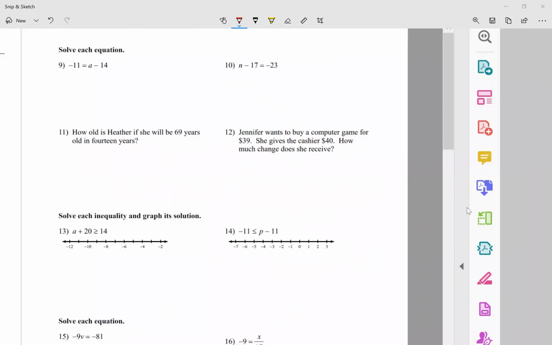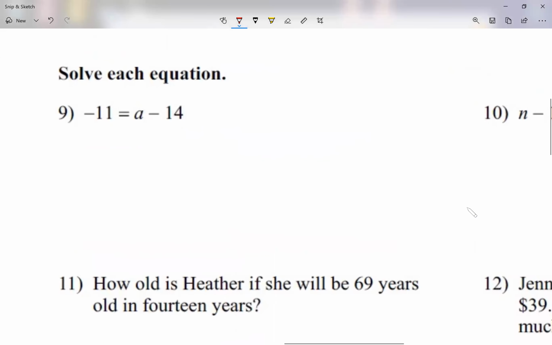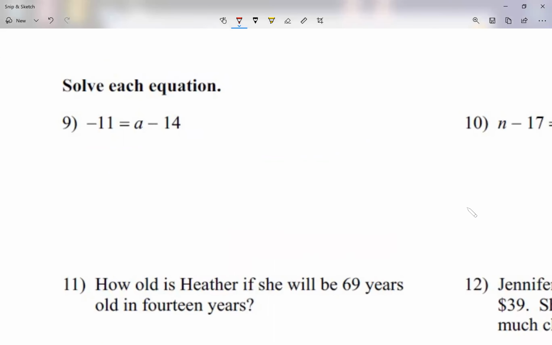Yeah, a quick review of the week. We're gonna solve each equation. When we have the equal sign, my answer is just one number. Right? What's the number of A that will make that statement true? What number can I write instead of A to make that statement true?